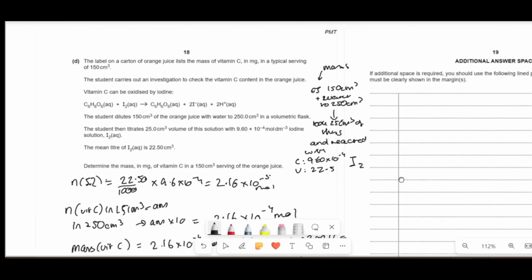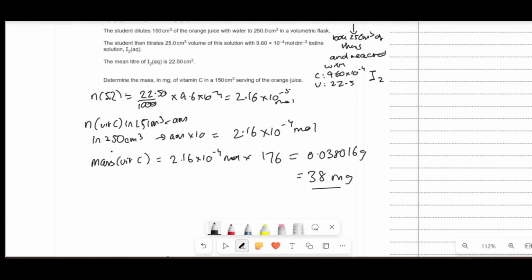So if you just follow the steps like that, this question was what, like 4 marks? But it looks like huge amounts of work needs doing. I only did 1, 2, 3, 4 lines.